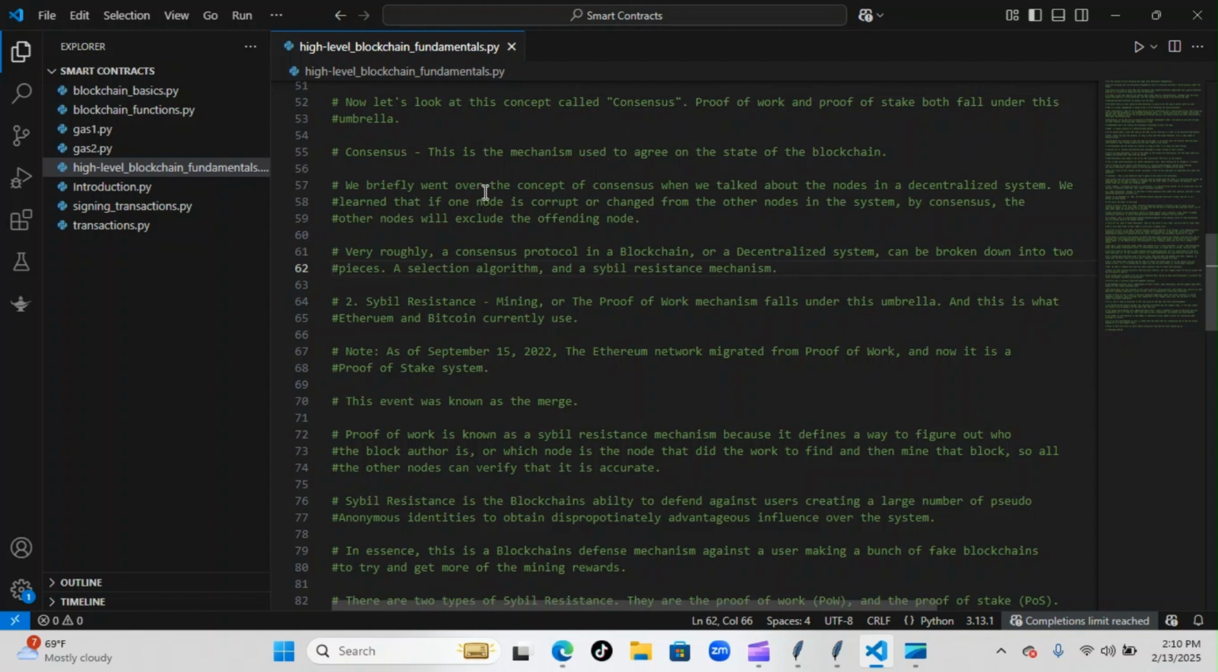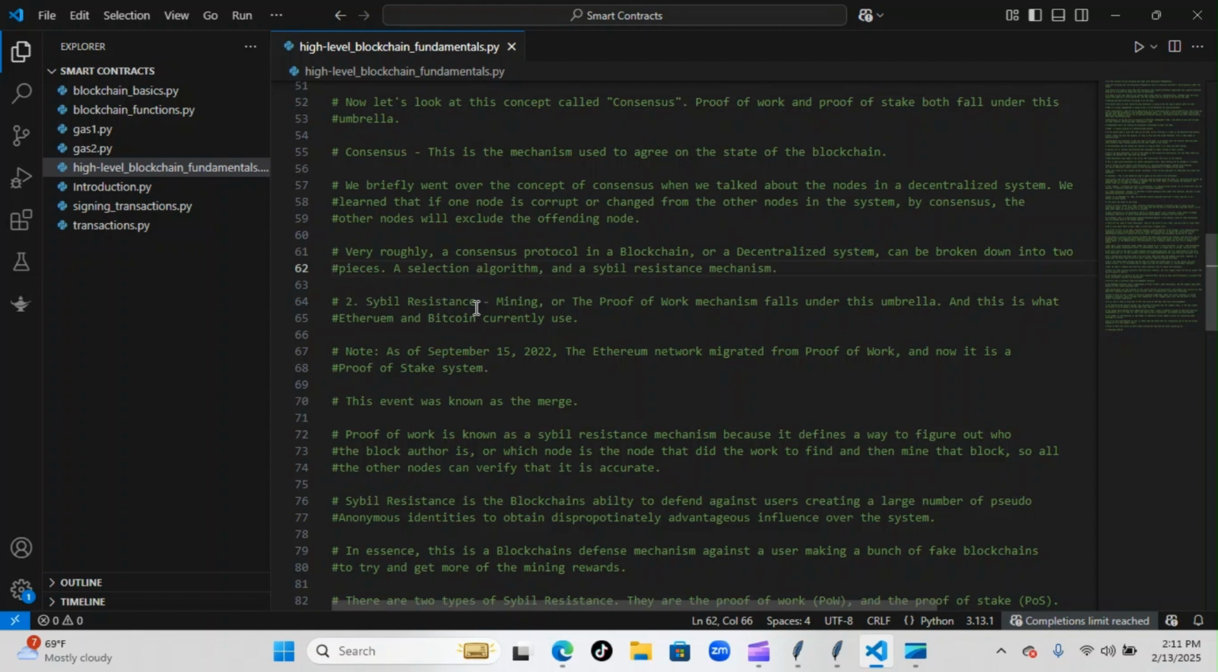We briefly went over the concept of consensus when we talked about the nodes in a decentralized system. We learned that if one node is corrupt or changed from the other nodes in the system, by consensus, the other nodes will exclude the offending node. Very roughly, a consensus protocol in a blockchain or decentralized system can be broken down into two pieces: a selection algorithm, and a Sybil resistance mechanism.